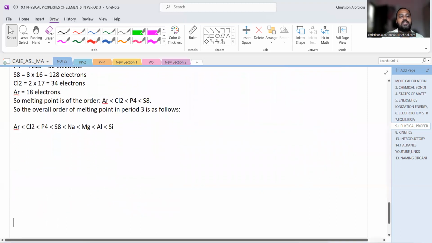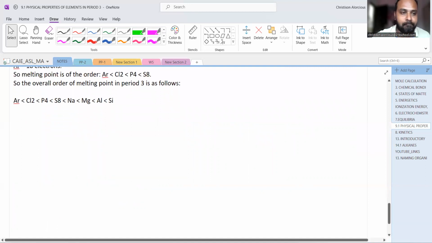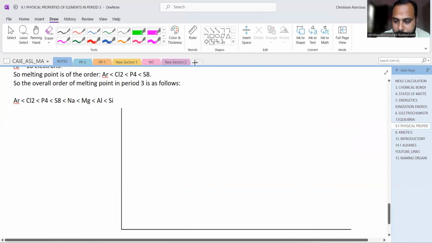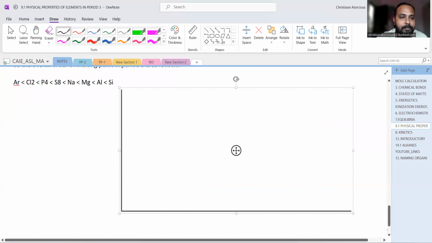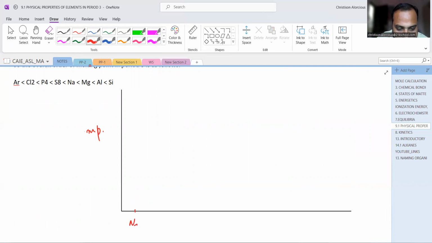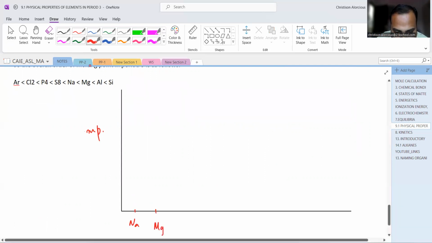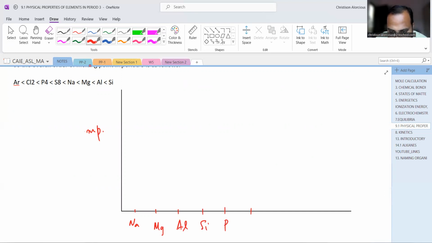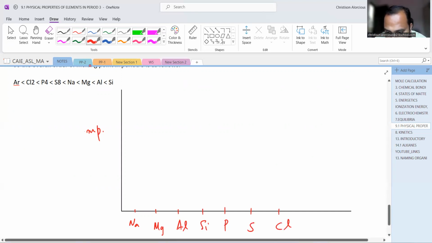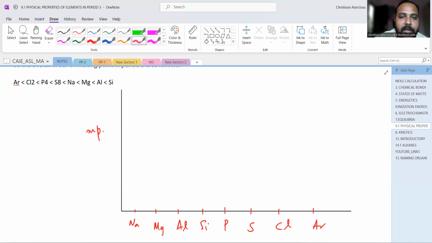Okay, and we can put that as usual in a graph. Let's say I plot melting point against the identity of the elements: sodium, magnesium, aluminium, silicon, phosphorus, sulfur, chlorine, argon. What we're doing is not a very exact graph, it's more of a trend line. Nothing more than that.